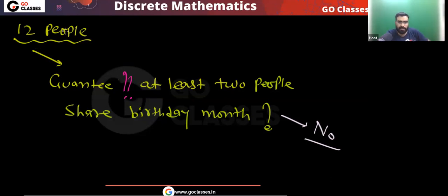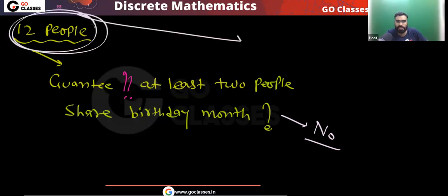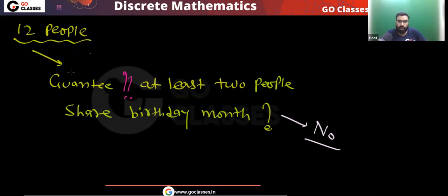Agree with me? Did I say that they will definitely not share a birthday month? They may or may not. Maybe all of them have a birthday in January. It is a possibility. There is a possibility that all the people have a birthday in the month of January. But the point is, can you guarantee? This is the simple point. So no, I cannot guarantee.